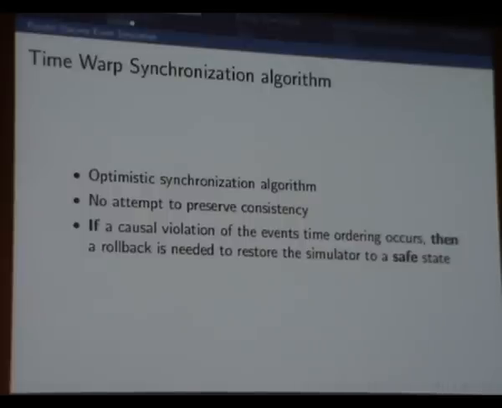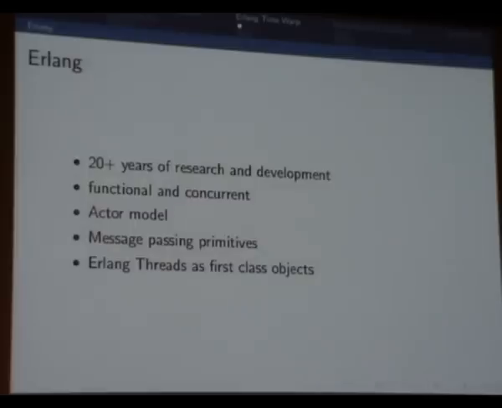Again, there is no attempt to preserve consistency. The important part is that if a causal violation of the events occurs, then a rollback is needed. So this is a really complicated algorithm. I'm not going to say more. If you want, you can go to the paper, because I think it would take 1 hour just to explain Time Warp. And so let's introduce Erlang, because we implemented Time Warp in Erlang.